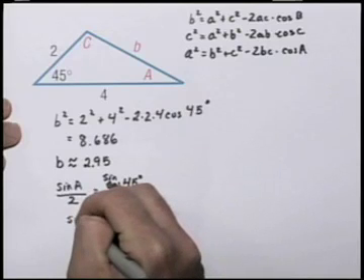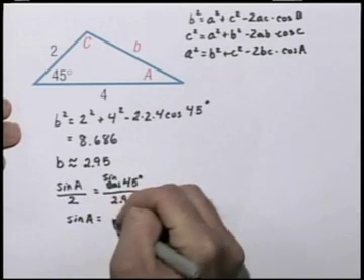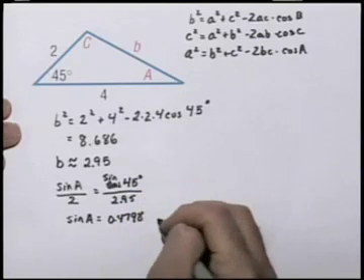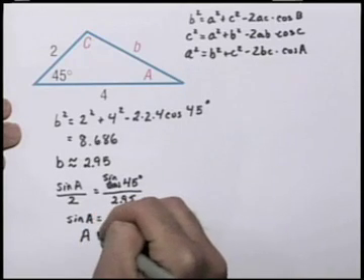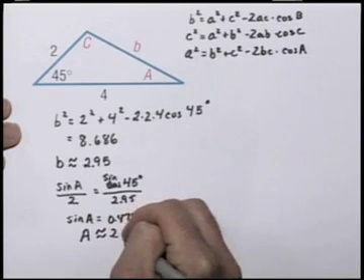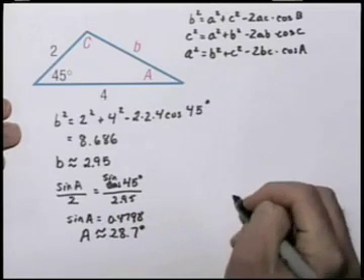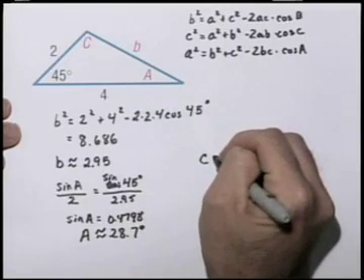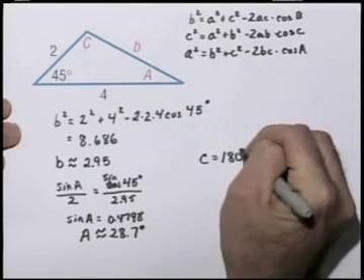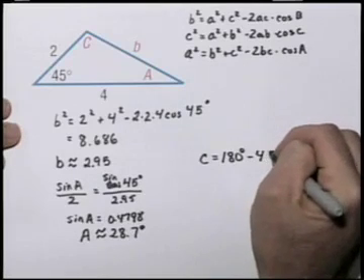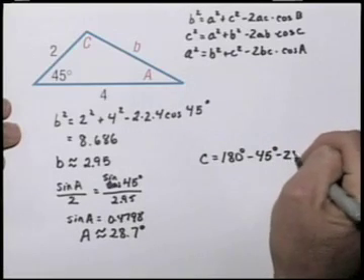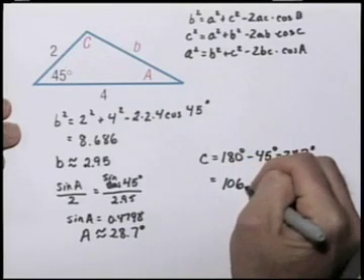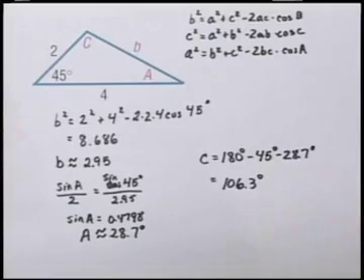If we work this out, we get that the sine of A is equal to 0.4798, which means that the angle A is approximately 28.7 degrees. Now that I know A and I know B, I can find the angle C. It is going to be 180 degrees minus 45 degrees minus 28.7 degrees, or that angle C is 106.3 degrees.